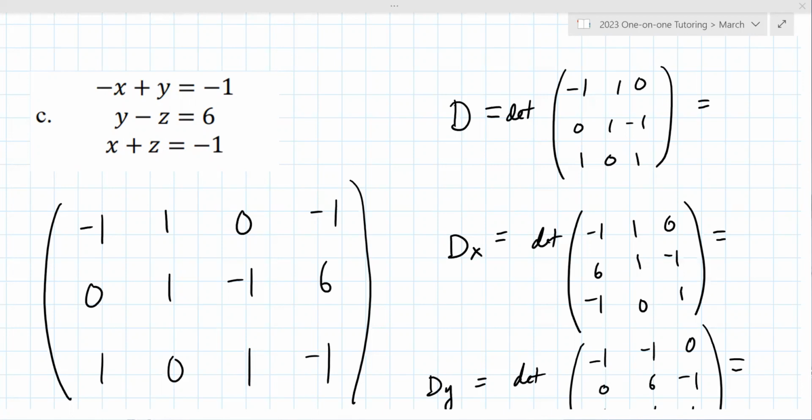Was there a way to do that on the calculator? You can do the determinant on the calculator, but you have to enter each of these separately. There's not really a shortcut for this. There is, but it's kind of beyond the scope of this class. But for that first one, it's -2.